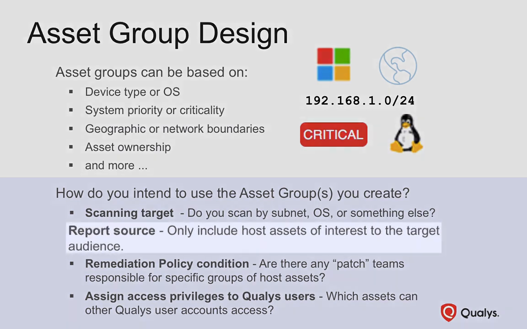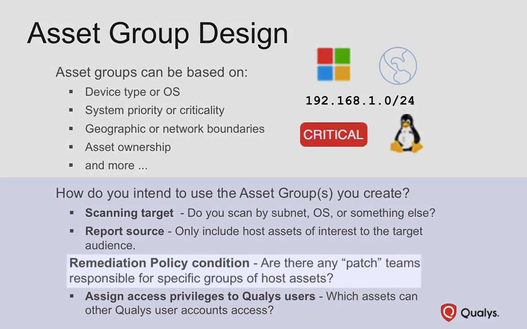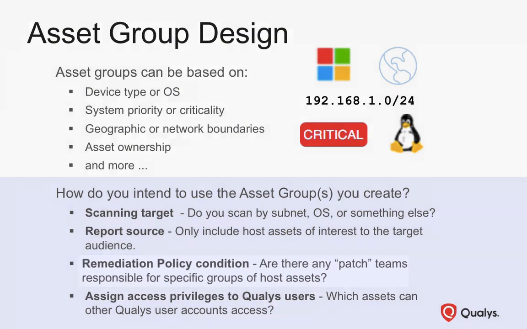When building asset groups for reporting, when using asset groups as the report source, the objective is to include only those host assets that are of interest to your target audience. Host assets that fall outside of this scope will simply add noise and complexity to a report. If you have operational or patch teams that are dedicated to specific groups of host assets, you can construct remediation policies for these assets using asset groups.